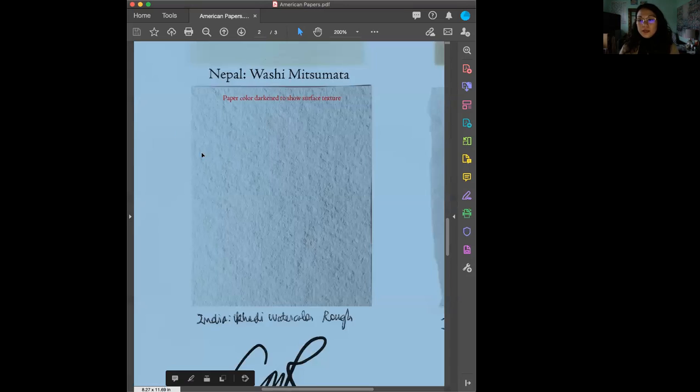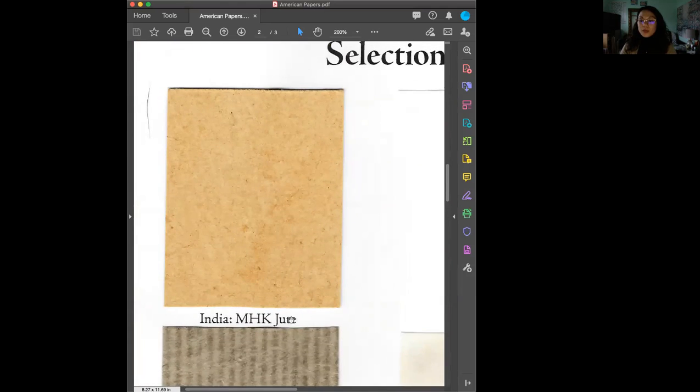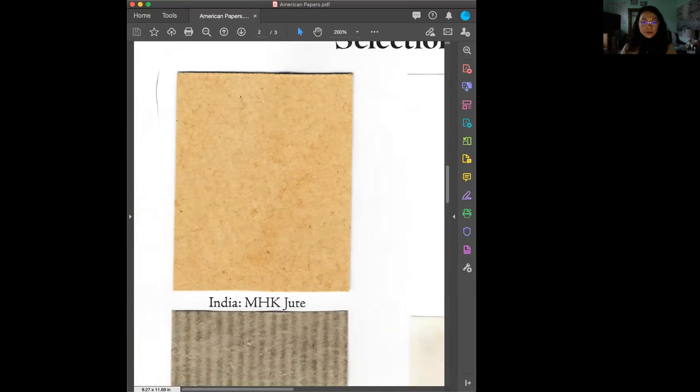Absolutely. And so this is a standard watercolor paper, and it's made in India, but it follows the same rules as the Arch paper. It comes in 140 and also a heavier weight, and it has different textures as well. MHK jute is an Indian paper.